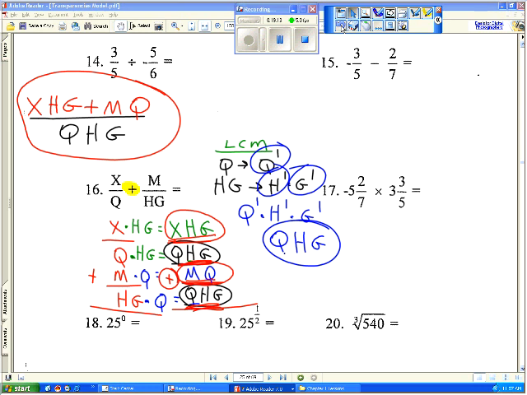Any questions on number 16? How do we get that? We ran the drill exactly like we did the numbers.